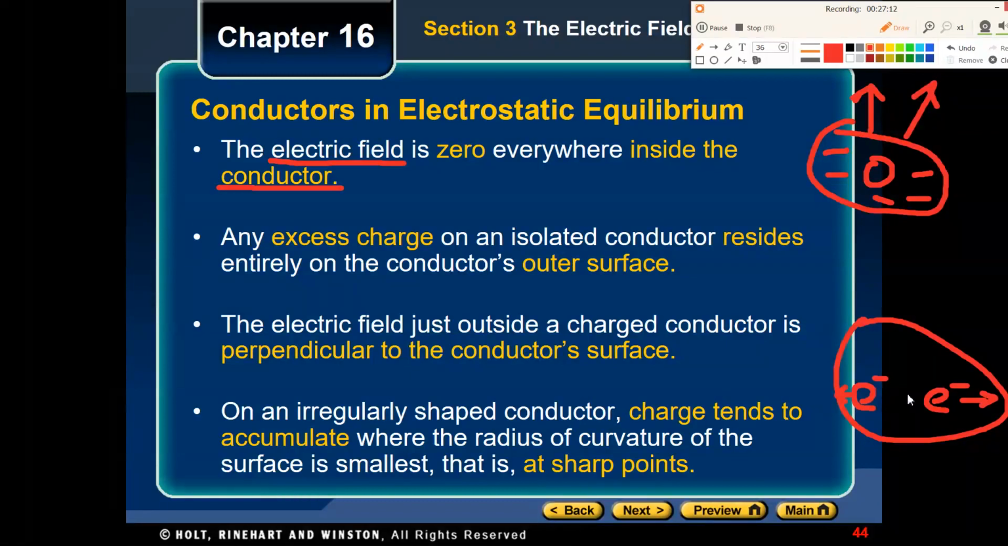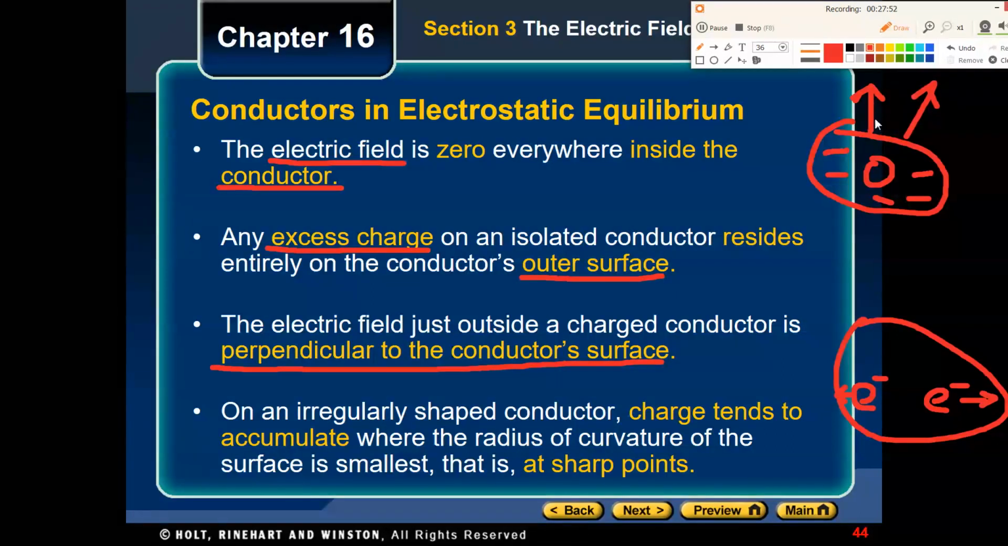Because there has to be the same kind of charge, since opposite charges are going to neutralize each other. So they're going to repel each other until all the charge is on the surface. So no charge within the conductor. All the charges are going to be on the outer surface of a conductor, because of the repulsive force between the same kind of charge. So the electric field direction is going to be perpendicular to the conductor surface.